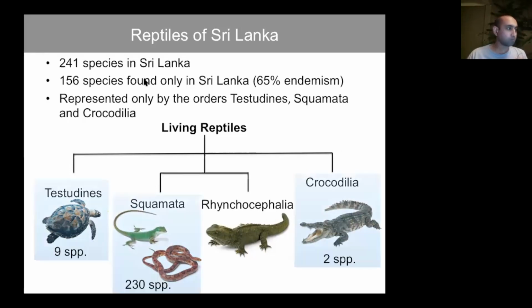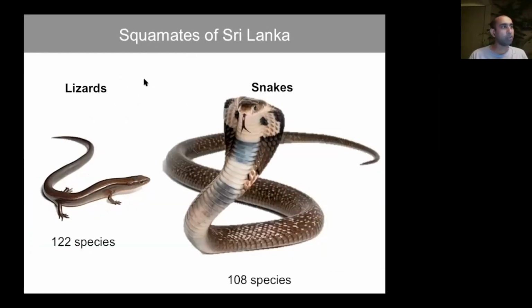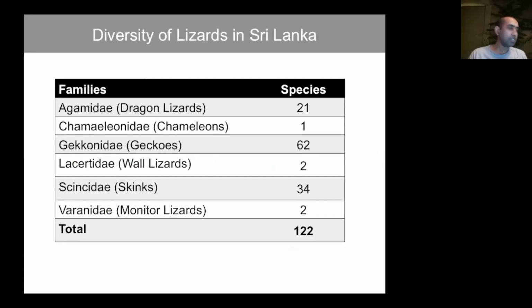And the reptiles of Sri Lanka are represented by the orders Testudines, Squamata, and Crocodilia. Right? So we have 2 species of crocodiles, 9 species of Testudines. So Testudines include turtles and tortoises, and then of course 230 species of squamates. So when it comes to the squamates of Sri Lanka, we have 122 species of lizards and 108 species of snakes.